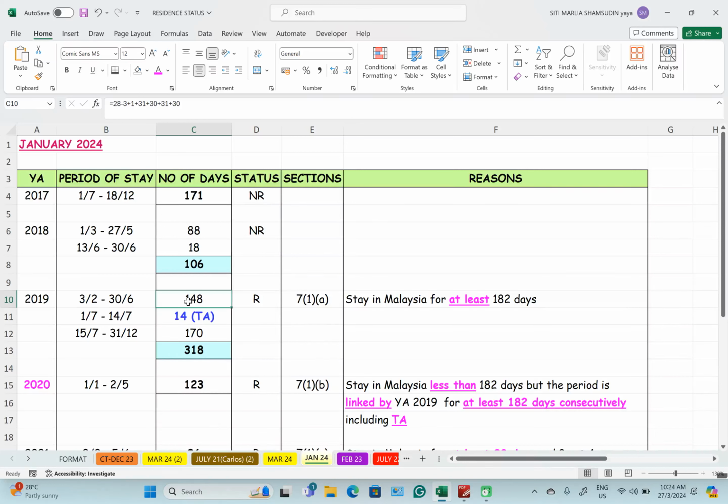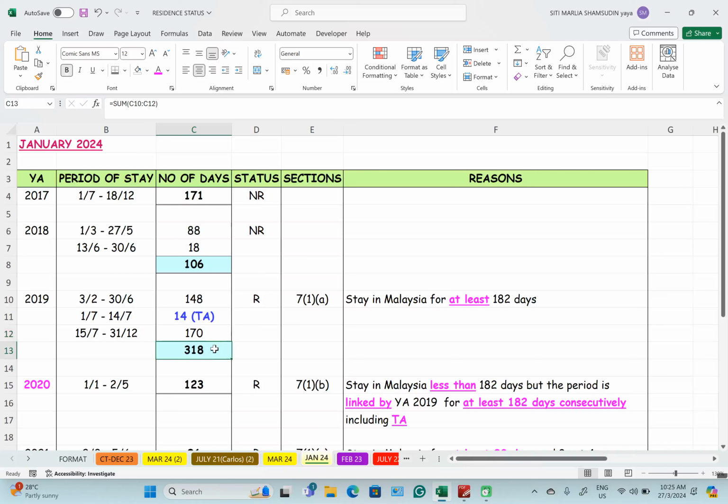148 days. Next, our TA. 1st until 14. So, meaning to say 14 days, don't forget to put in bracket TA. Last but not least, 15 July until 31st December. This one 15 July. July how many days? 31. So, minus 15 plus 1. August 31, September 30, October 31, November 30, December until 31. Plus 31. So, I got here 170 days. So, done 170 days.